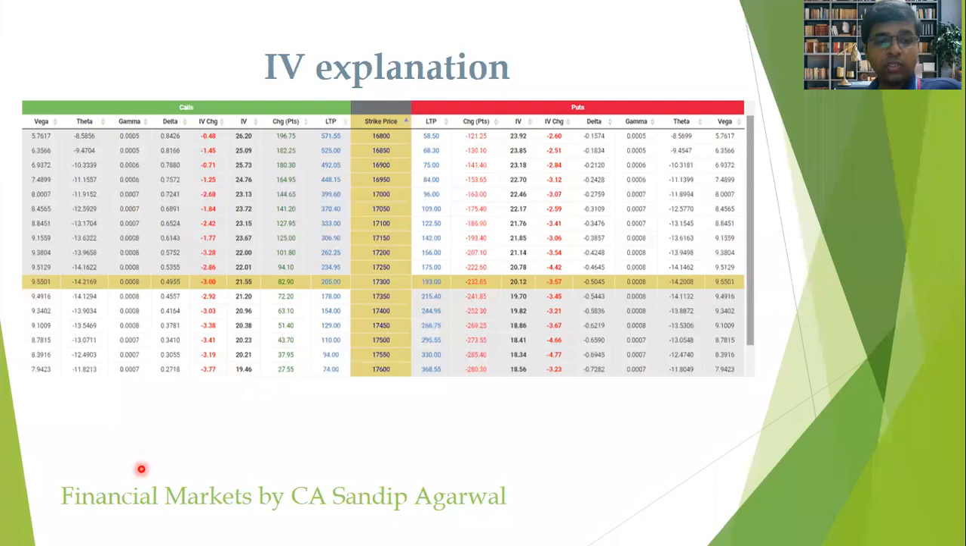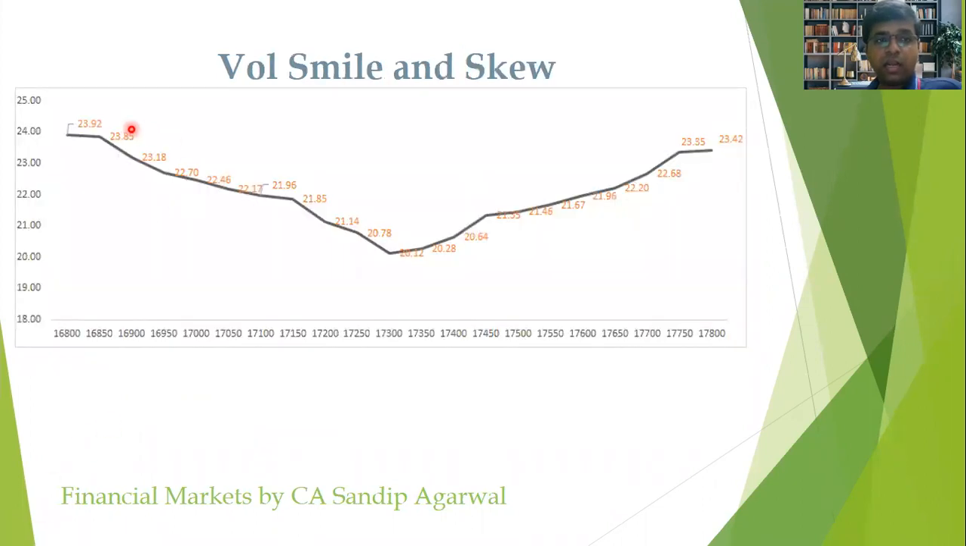Now we will try to plot this in a chart, which will give us a better understanding. In this chart, I have plotted the IVs of the call options from the previous slide, and I have modified the IVs in order to show you how the volatility smile and the skew look like, because the current IV of all the strike prices doesn't have the volatility smile. I will explain why it is so.